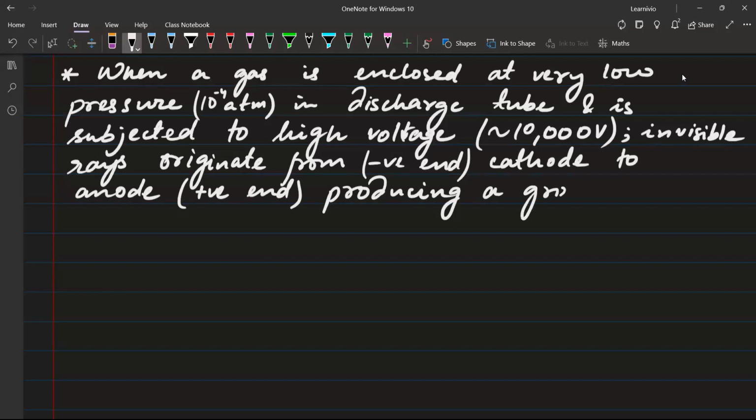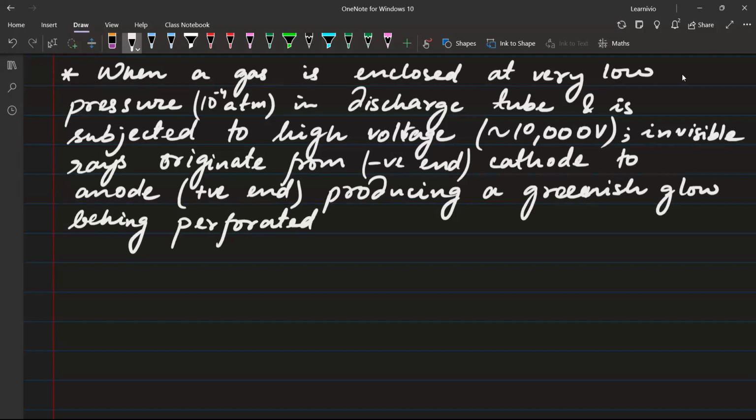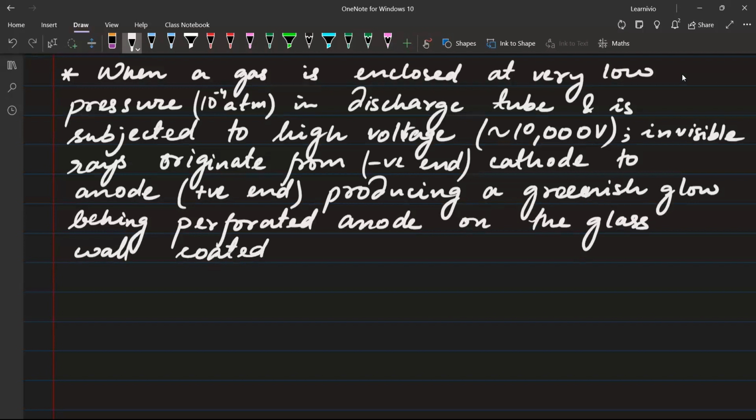a greenish glow. A greenish glow behind the perforated anode, on the glass wall. The glass wall is coated with zinc sulfide. Coated with zinc sulfide. Zinc sulfide. Okay, so this is what happened in the cathode ray experiment.